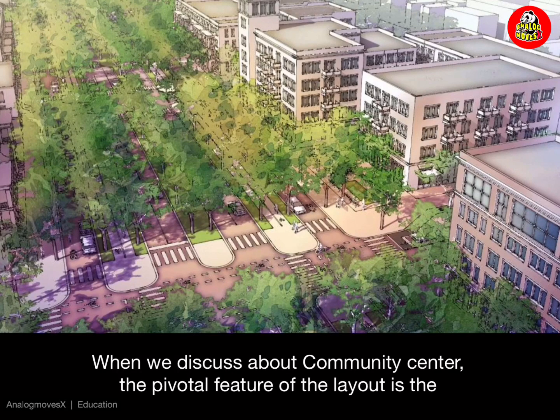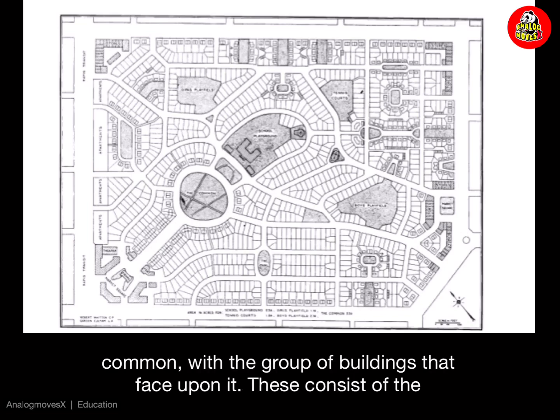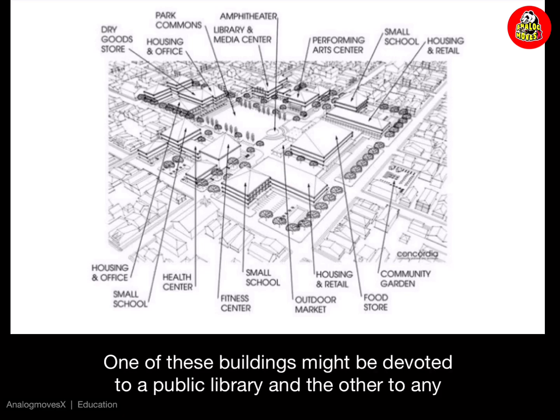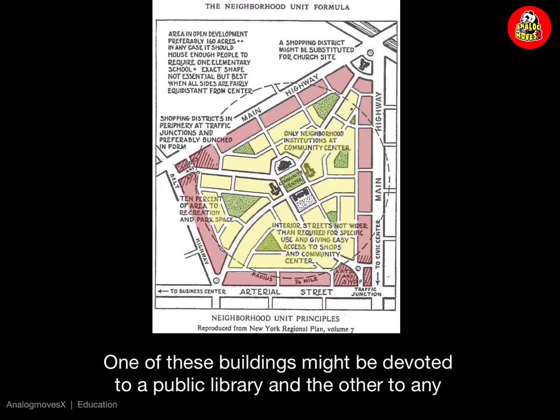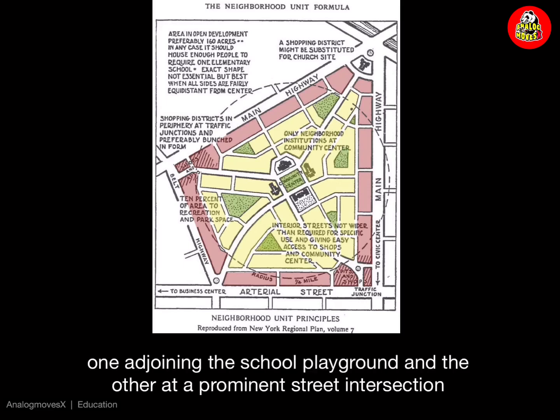When we discuss community center, the pivotal feature of the layout is the commons with the group of buildings that face upon it. This consists of the schoolhouse and two lateral structures facing a small central plaza. One of these buildings might be devoted to a public library and the other to any suitable neighborhood purpose. Sites are provided for two churches, one adjoining the school playground and the other at a prominent street intersection.